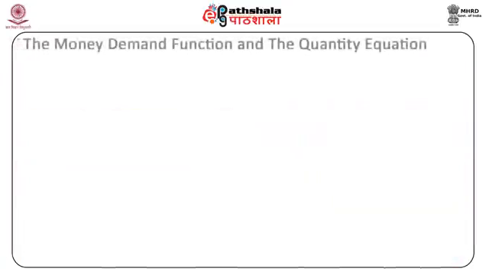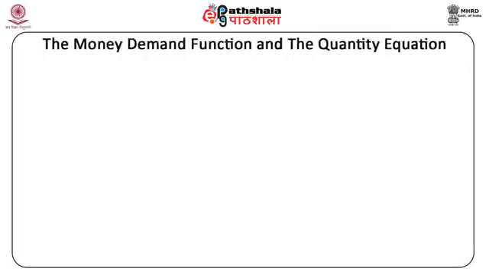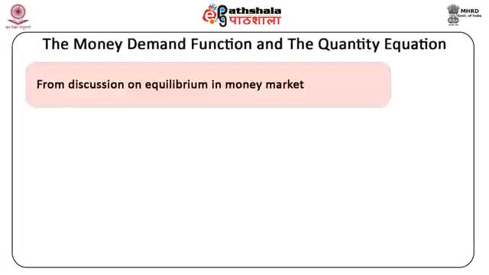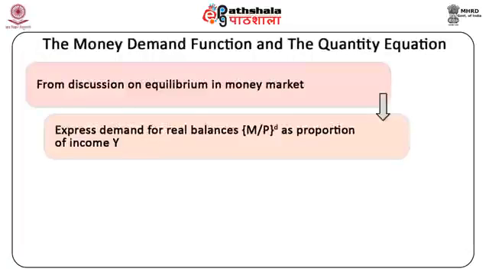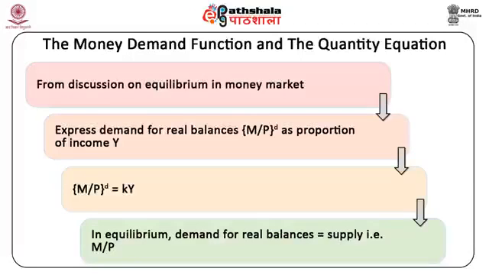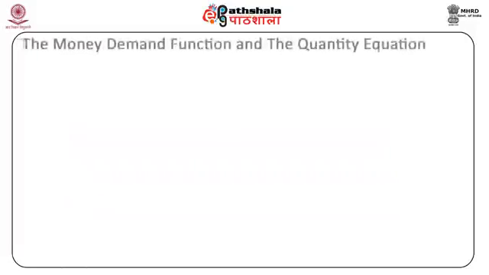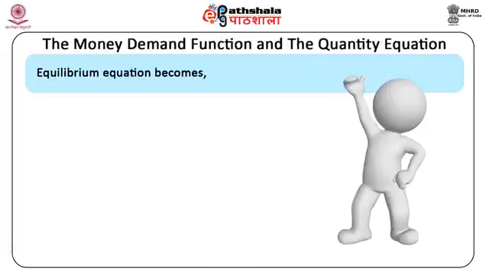Moving on to the money demand function and the quantity equation. From the discussion on equilibrium in the money market, we can express the demand for real balances, M upon P raised to the power D, as a proportion of income Y: M upon P raised to the power D equals kY. In equilibrium, demand for real balances is equal to their supply, that is M by P. Therefore, the equilibrium equation becomes M upon P is equal to kY.